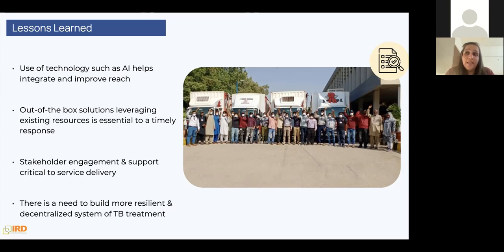Countries, especially the LMICs and low resource settings, really have to think of out of the box solutions and have to think of ways to leverage existing resources to allow a timely response. It is essential to have good stakeholder engagement and support and to know what the involved stakeholders require to be able to deliver that support. There is a dire need to build more resilient and decentralized systems for TB treatment. And it is through these learnings and many more that we were able to deliver this system at that time. I'll stop here.